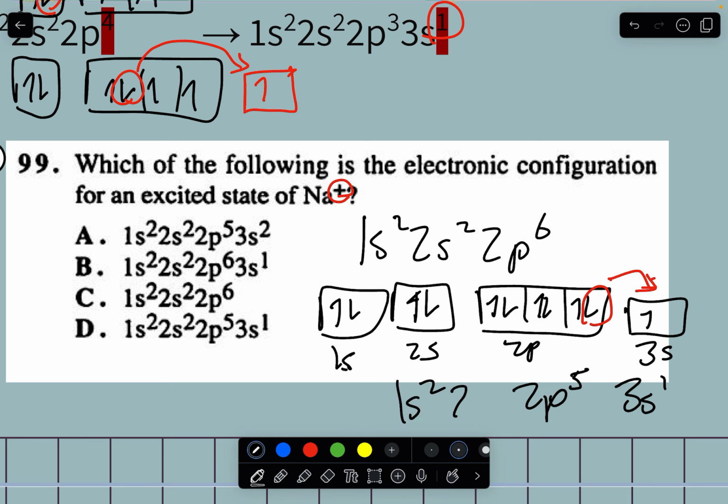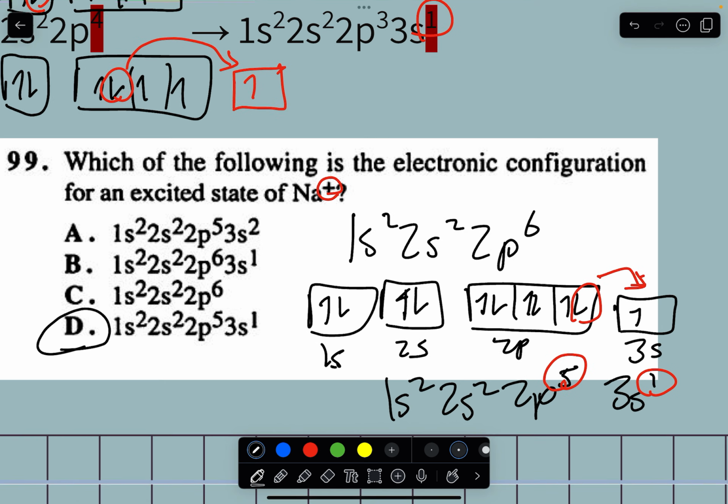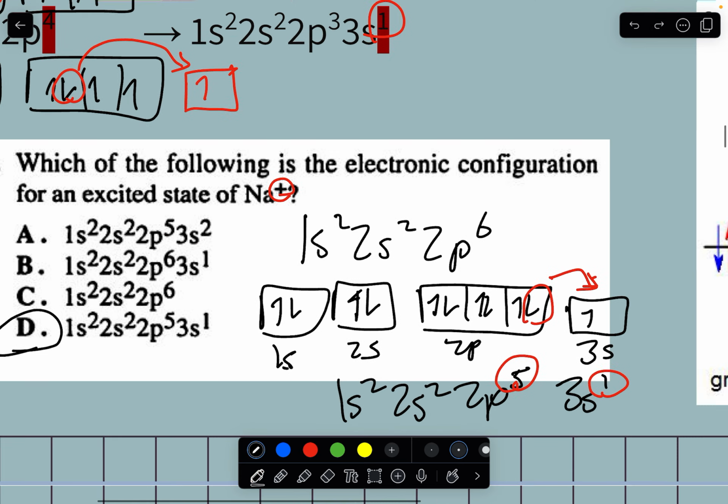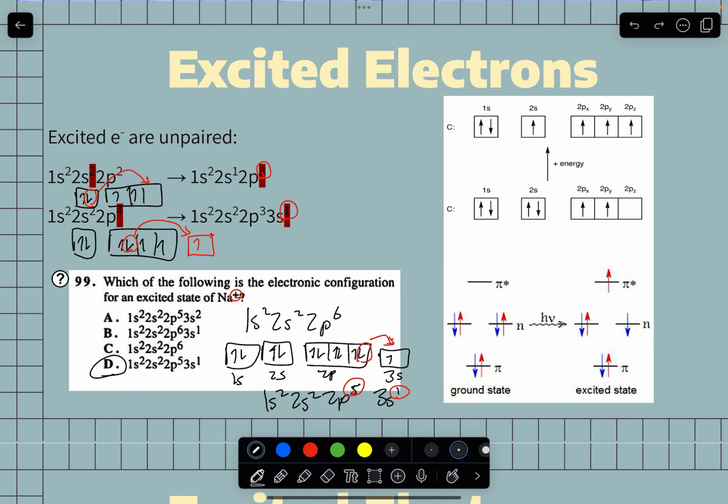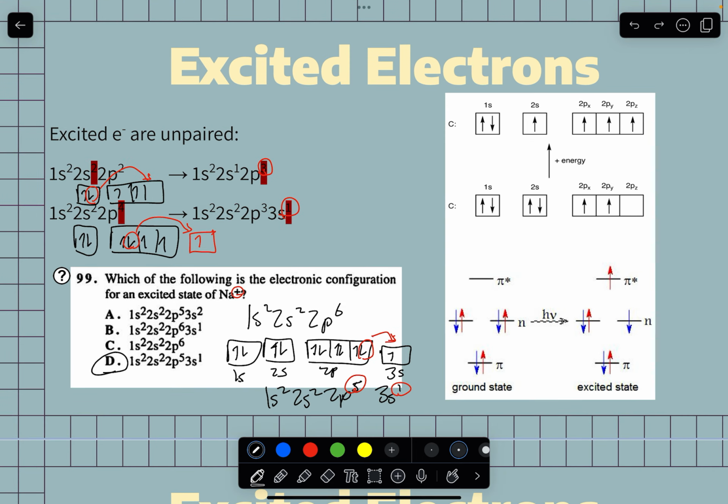So we should have 2p5, 3s1 when it's excited, right? The beginning stays the same. The 1s2, 2s2 stay the same, but 2p becomes 5, and 3s becomes 1. The one that shows that is going to be D. Sorry. Okay? You need to be careful with that because A shows the 2p5, but it does not show the 3s1. B has a 3s1, but it does not have the 2p5. So be careful when you're reading the answers. Okay, so for excited electrons with electron configuration, the last paired electron moves to the next energy level.